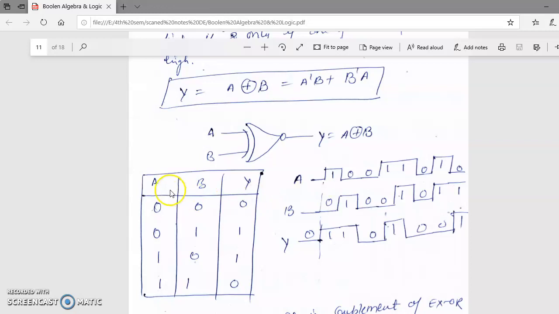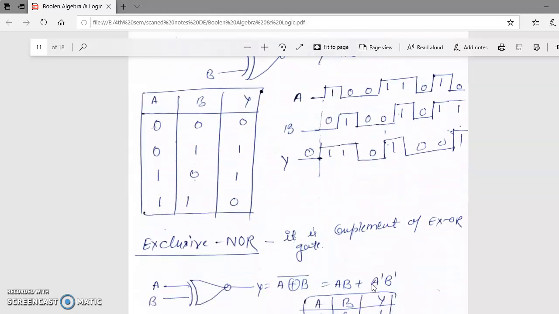See the truth table for this, A, B and the Y output. For 0 0 we get 0 because both inputs are low, or both inputs are high, 1 1, we get 0. But in case of 0 1 and 1 0, we get the output always high, that is 1. Given the pulse train of A and B, we get the output pulse train for the XOR gate according to this truth table. This is the symbol of XOR gate.